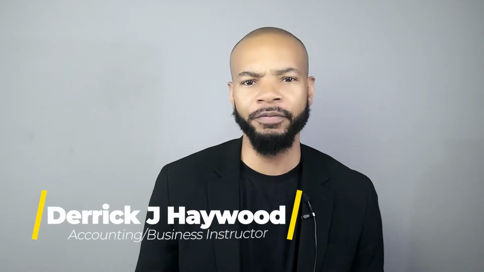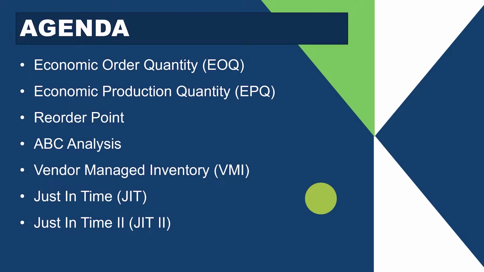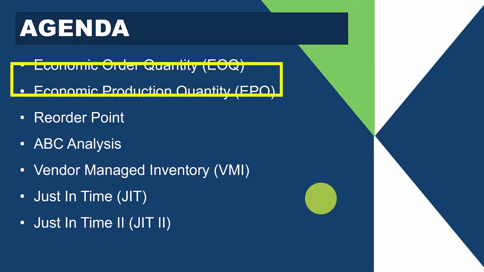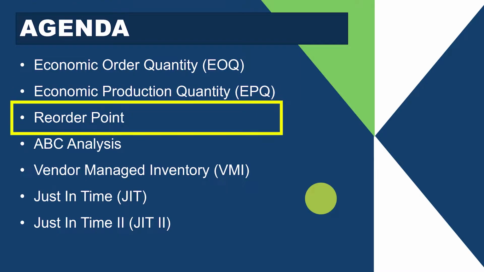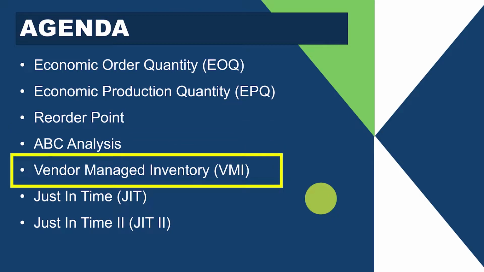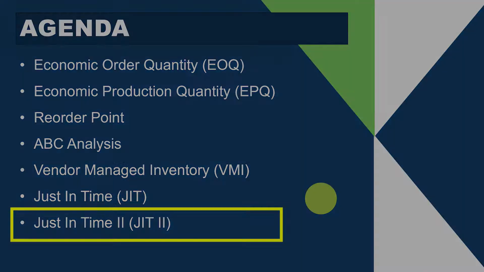How do companies control their inventory? What strategies or techniques do they use to control it? Glad you asked. In this video, we will discuss a few approaches or strategies that companies use to control their inventory. They include economic order quantity, or EOQ, economic production quantity, or EPQ, reorder point, ABC analysis, vendor managed inventory, or VMI, and just-in-time, or JIT, and just-in-time 2, or JIT 2.